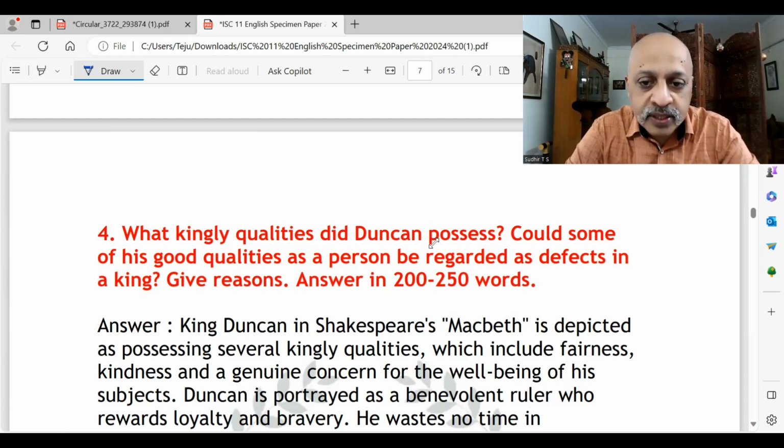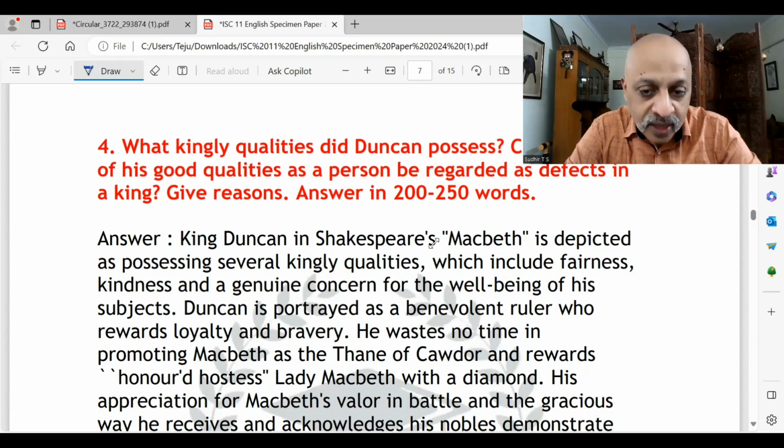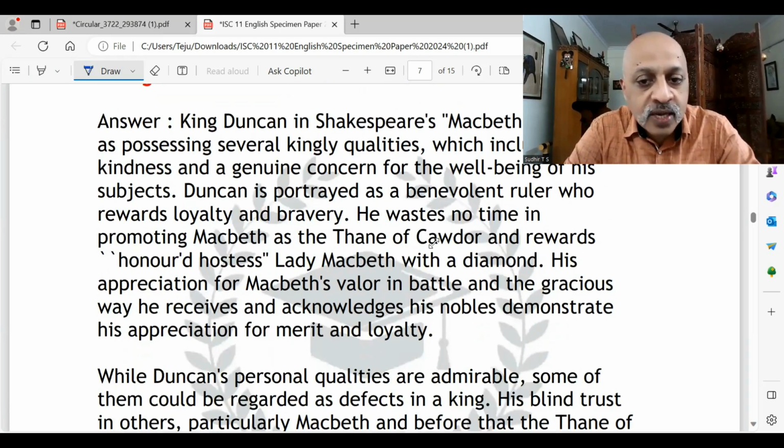King Duncan in Shakespeare's Macbeth is depicted as possessing several kingly qualities, which include fairness, kindness, and a genuine concern for the well-being of his subjects. Duncan is portrayed as a benevolent ruler who rewards loyalty and bravery. He wastes no time in promoting Macbeth as the Thane of Cawdor and rewards the honored hostess, that is Lady Macbeth, with a diamond, which Banquo gives to Macbeth in Act 2 Scene 1, saying it is for your wife. His appreciation for Macbeth's valor in battle and the gracious way he receives and acknowledges his nobles demonstrates his appreciation for marital loyalty.